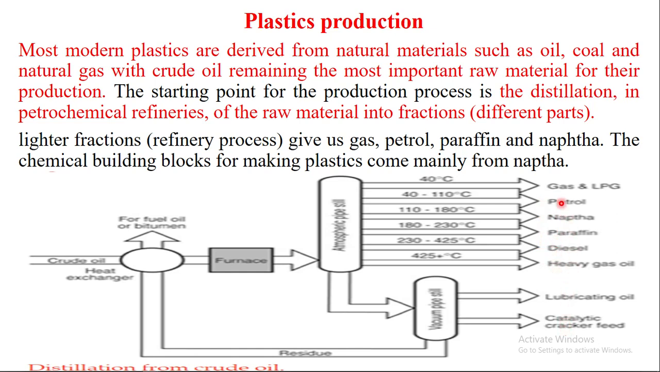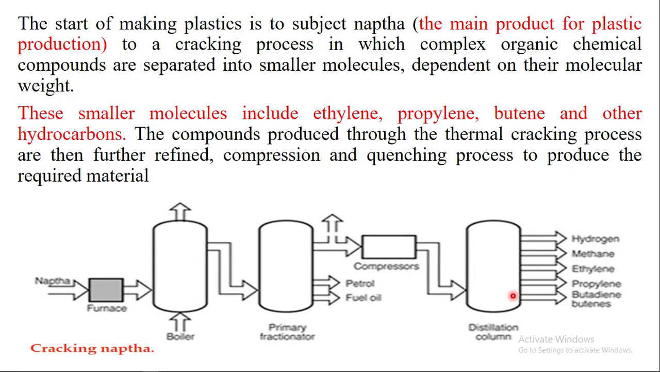These products are different parts, meaning fractions. Those are fractionation processes. The starting point of making plastic is naphtha. After the heat is applied to the crude oil, through the decomposition or distillation mechanism, we get naphtha at 110 to 180 degrees Celsius. One product of crude oil is naphtha, the main product for plastic production.